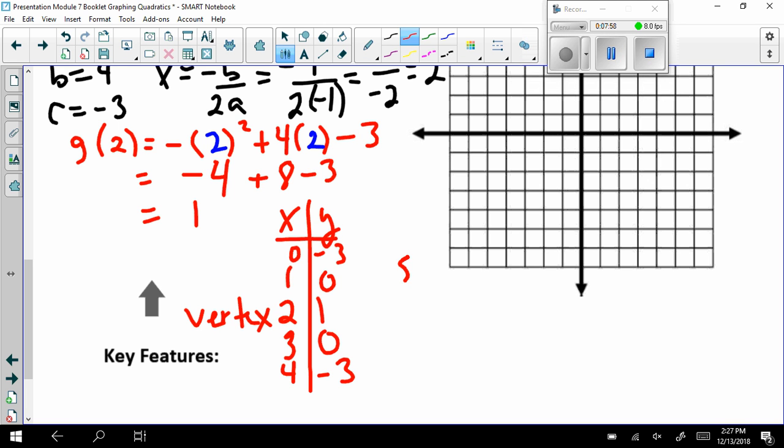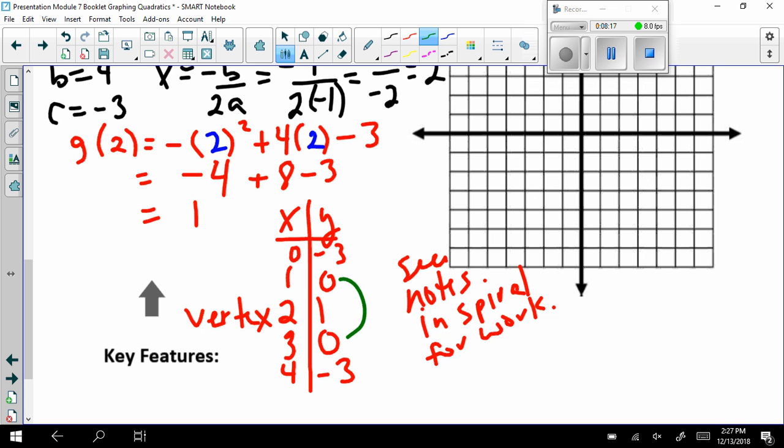And we're going to put a little note, see notes in spiral for work, just so we don't look back and go, where did I get those numbers from? I do want to point out my symmetry. Notice on either side of my vertex, those are the same. If they're not, and your x's were spaced the same, then you've made a mistake somewhere.